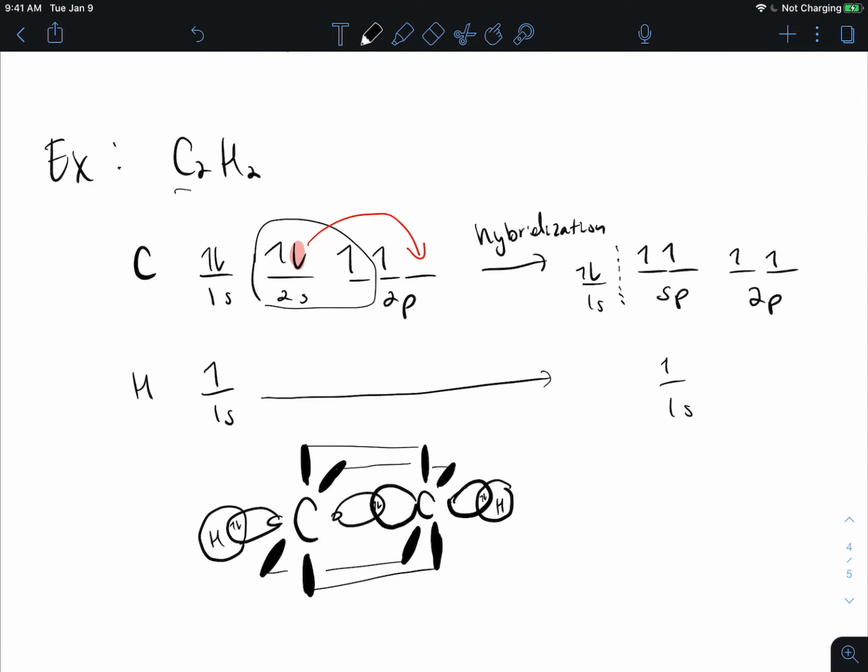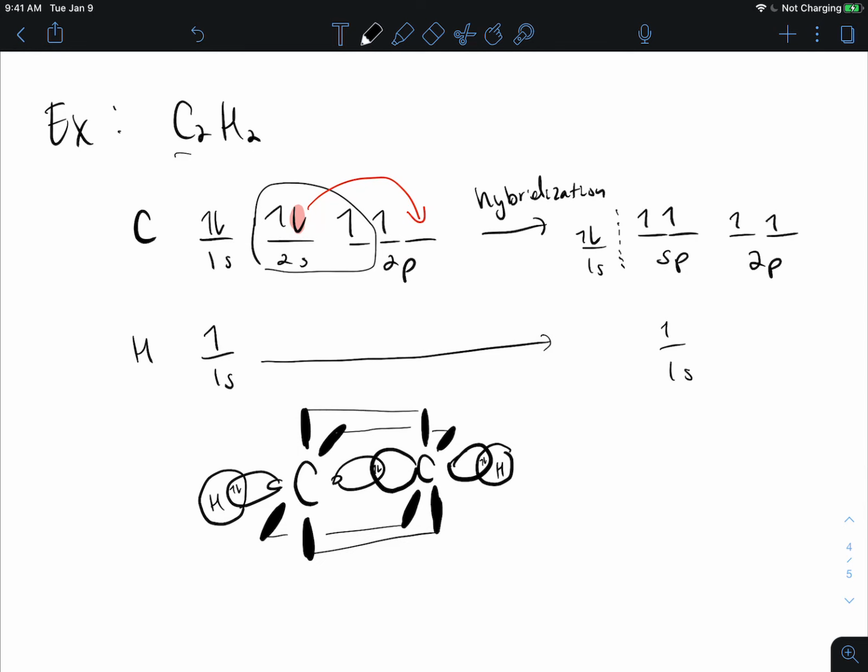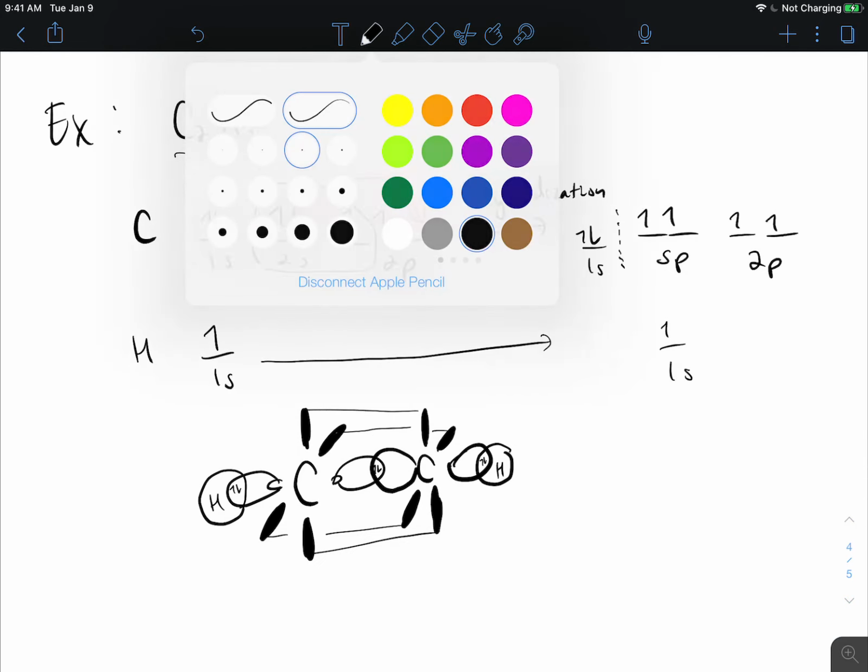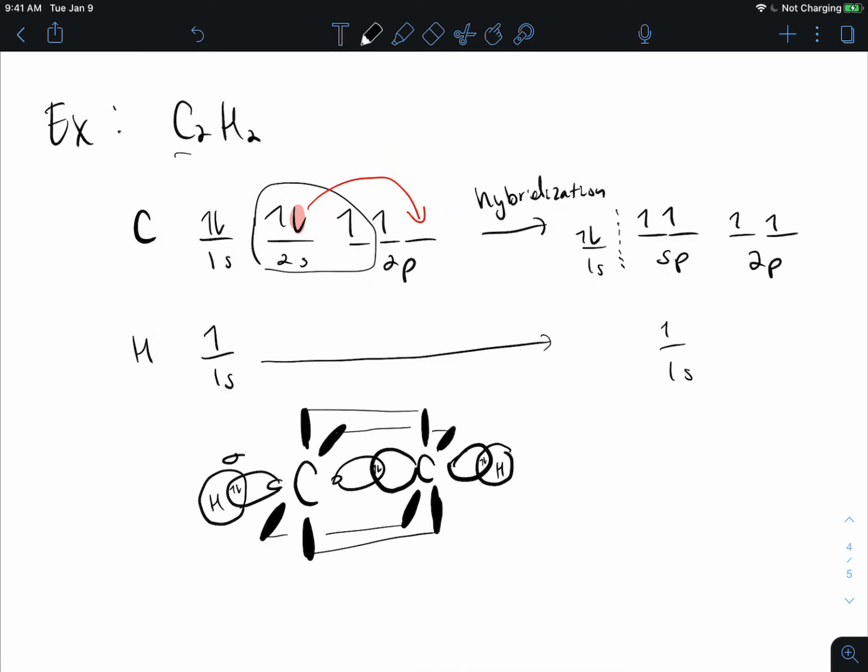And there we go. Now, when we look at this, this is a sigma bond, sigma bond, sigma bond, pi bond, pi bond, sigma bond.